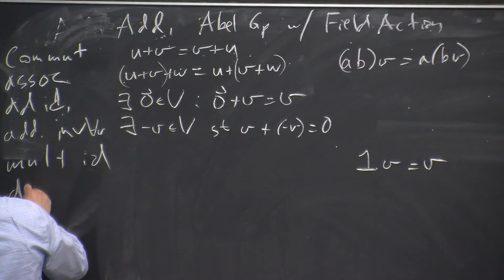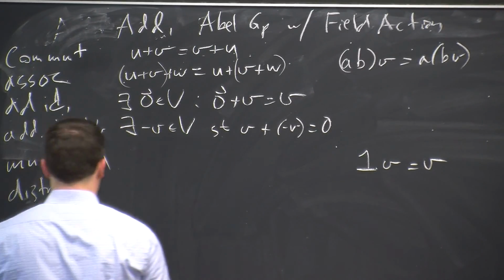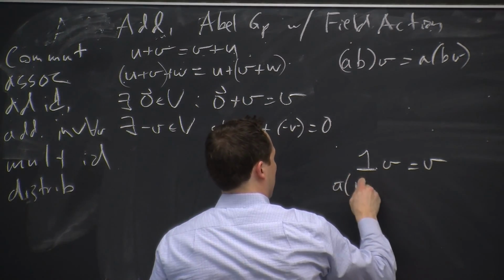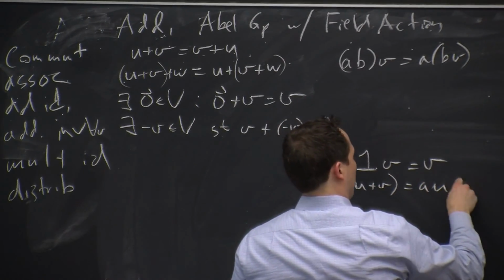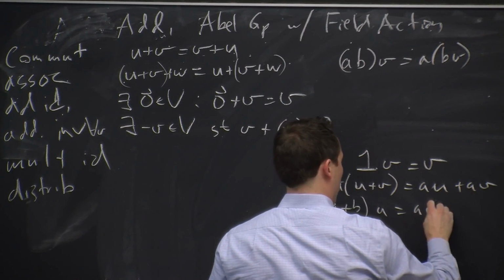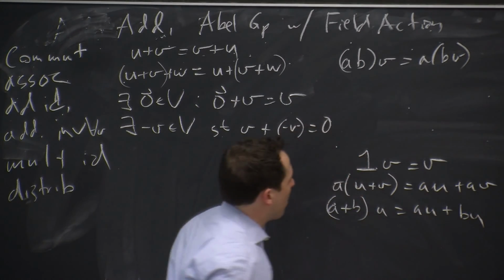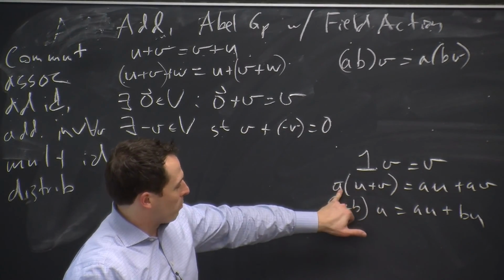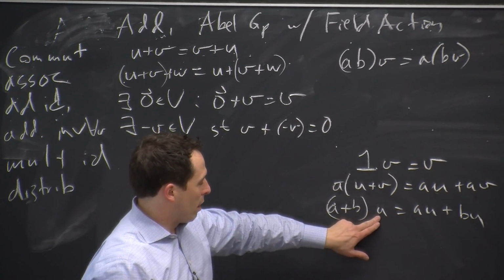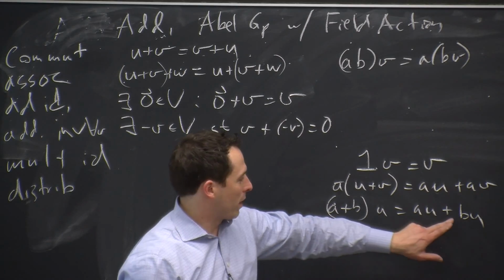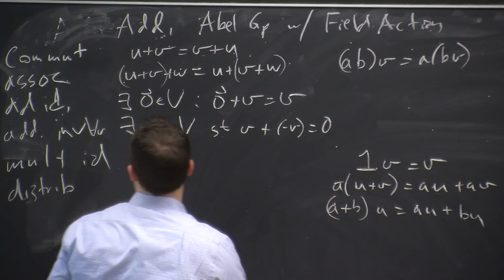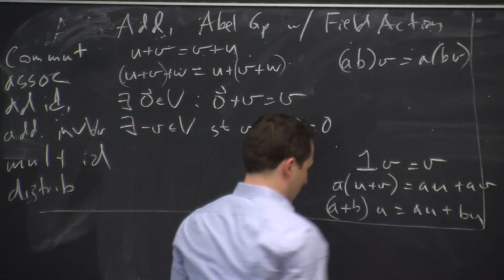And there are distributive properties. The distributive properties are over here because they're properties of the field action. a times (u plus v) equals au plus av. And (a plus b) applied to u equals au plus bu. Remember, addition in the vector space, scalar multiplication. Over here, two scalar multiplications followed by addition in the vector space. Here, addition in the field followed by scalar multiplication. And these two things are equal and these two things are equal. So that was our definition of a vector space, condensed.